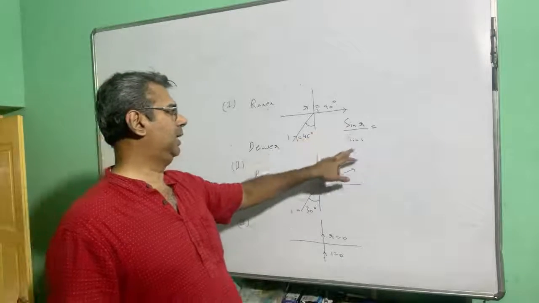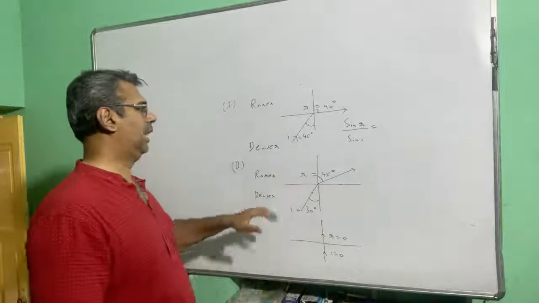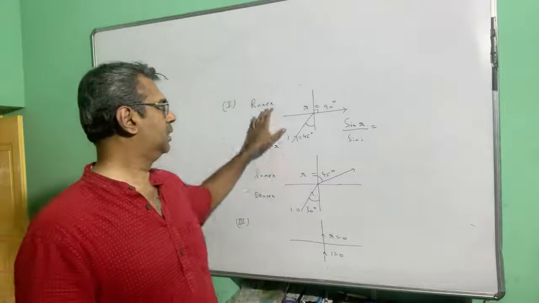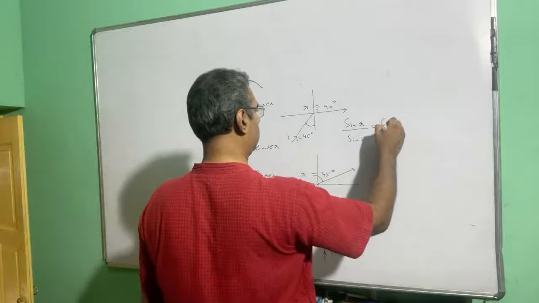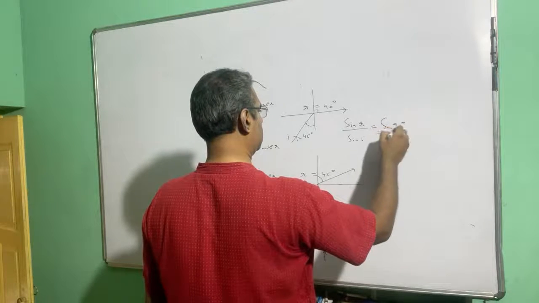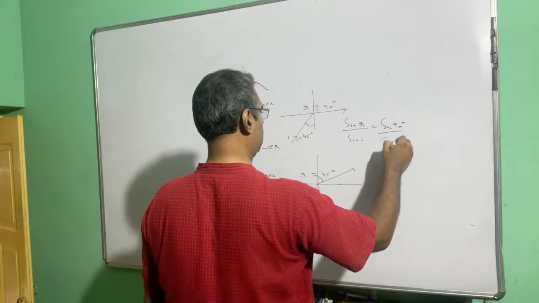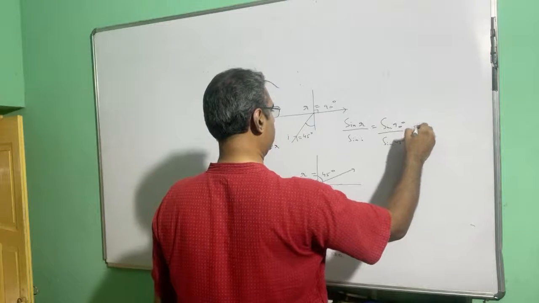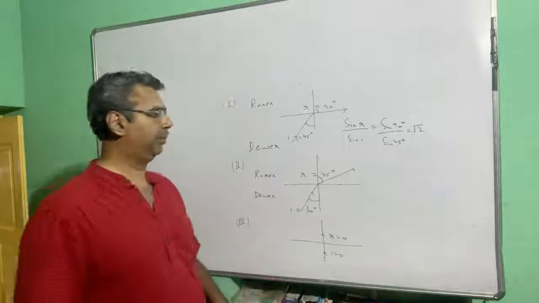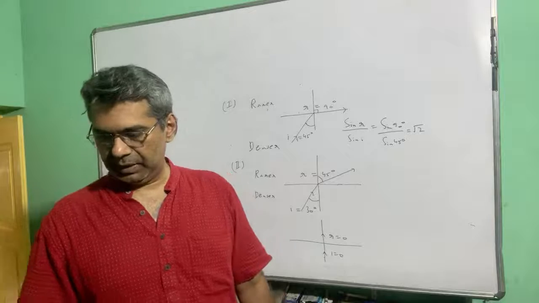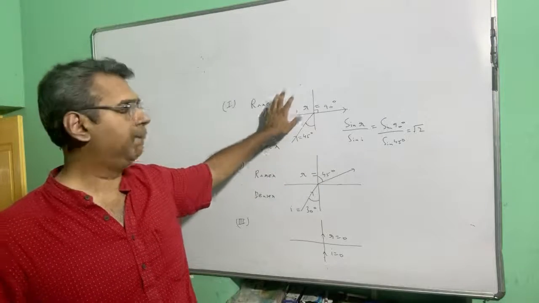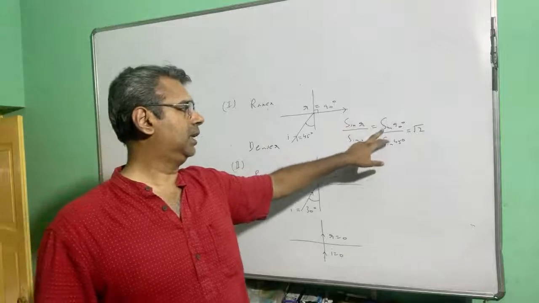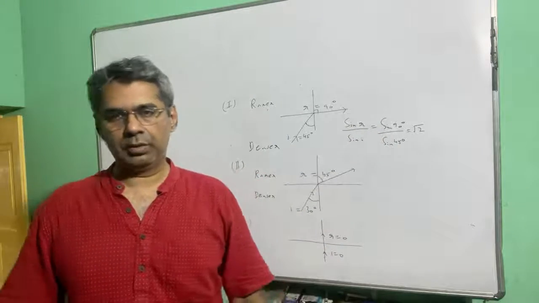if you do sin r by sin i, that will give you the refractive index of the denser medium with respect to the rarer medium. So this is going to be sin 90 by sin 45, so that is equal to root 2, right? So the refractive index of the denser medium, this one, with respect to the rarer medium will be sin r by sin i, sin 90 by sin 45, that is root 2.